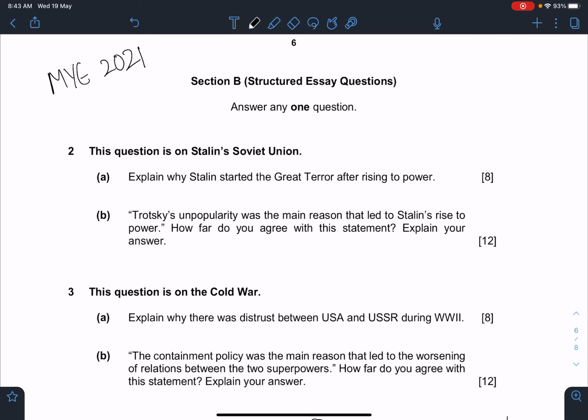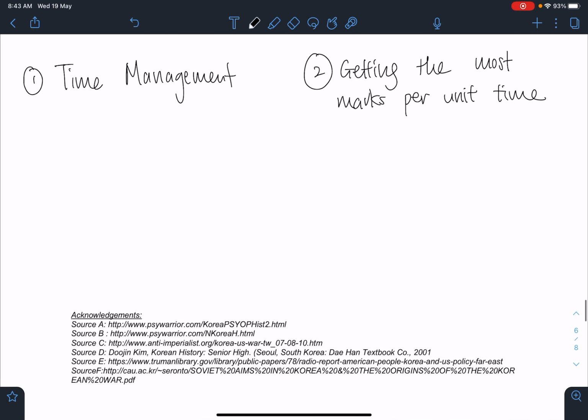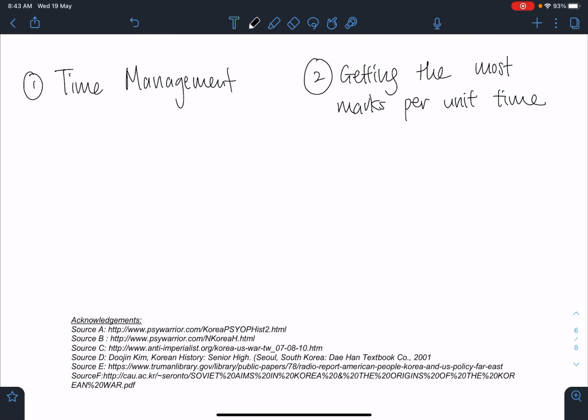So you can pause the video and then have a look at your own script so you know what is going on. Okay, without further ado, let's go into some general issues about the essays first. Okay, now firstly, time management.